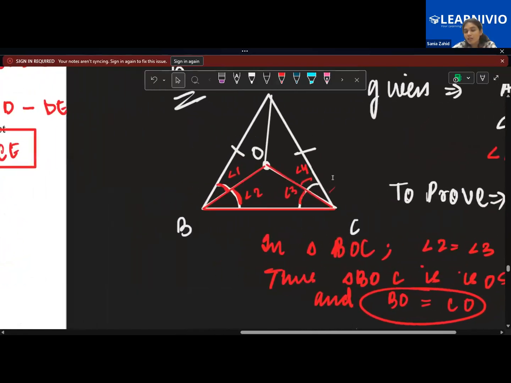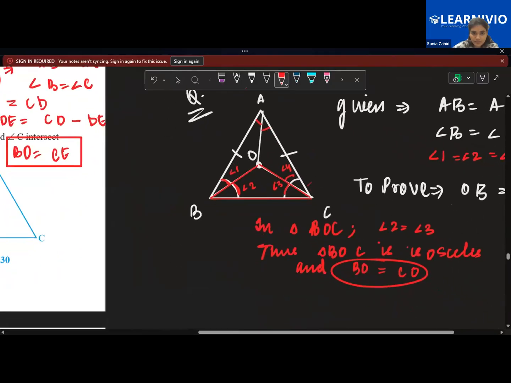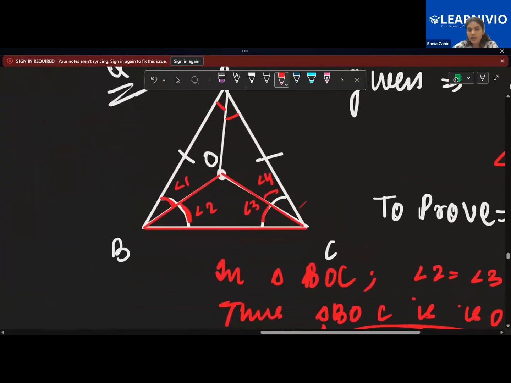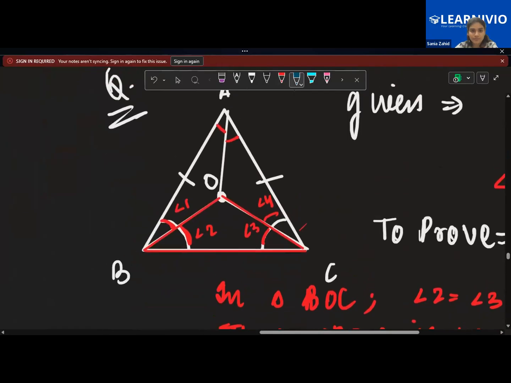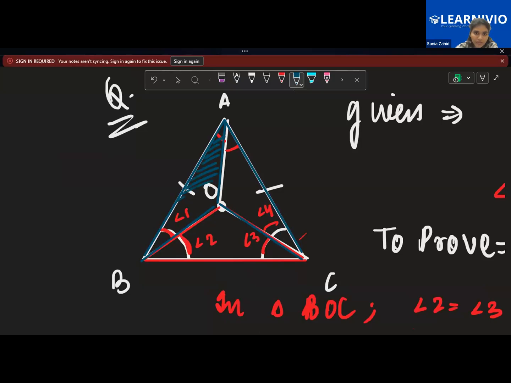So children, for AO to bisect angle A, what I have to do is prove this angle is equal to this angle, right? And so what will I do? I will now take this triangle. This is my first triangle, and this is the second triangle. I have to prove them congruent. So very easy. How will I prove them congruent?